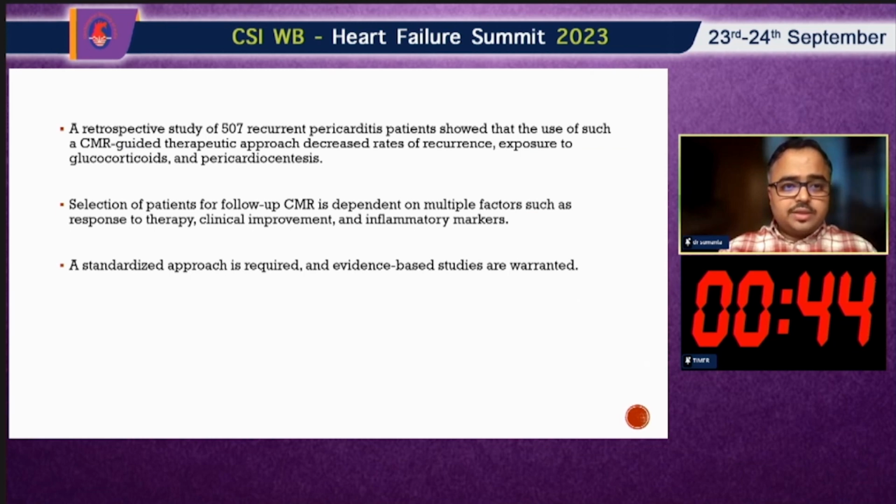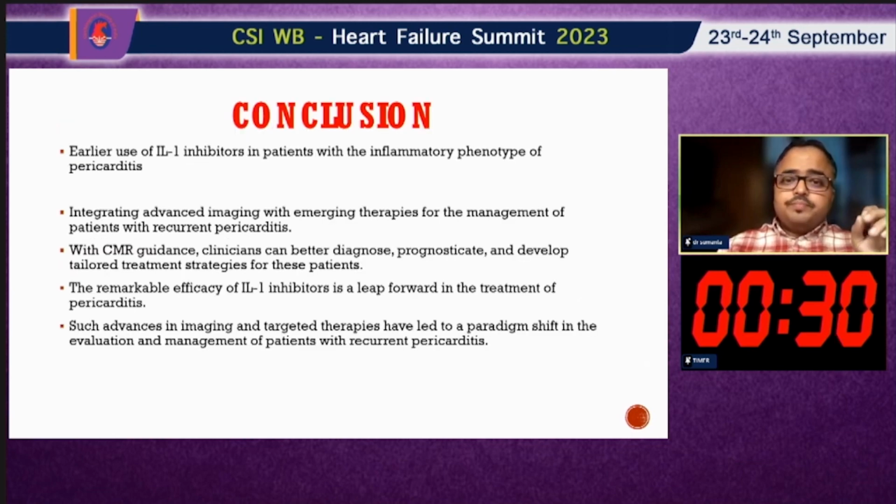Nowadays, we have a retrospective study of 500 recurrent pericarditis patients showing that the use of such a CMR-guided therapeutic approach decreased recurrence and exposure to steroids and pericardiectomy. So this is, in a nutshell, constrictive pericarditis and advanced management. If we finalize this as constrictive pericarditis, fine. If the other things are there, such as RCM or tamponade or pulmonary disease, they are a different ballgame altogether. Their advanced, specific, targeted managements are different.